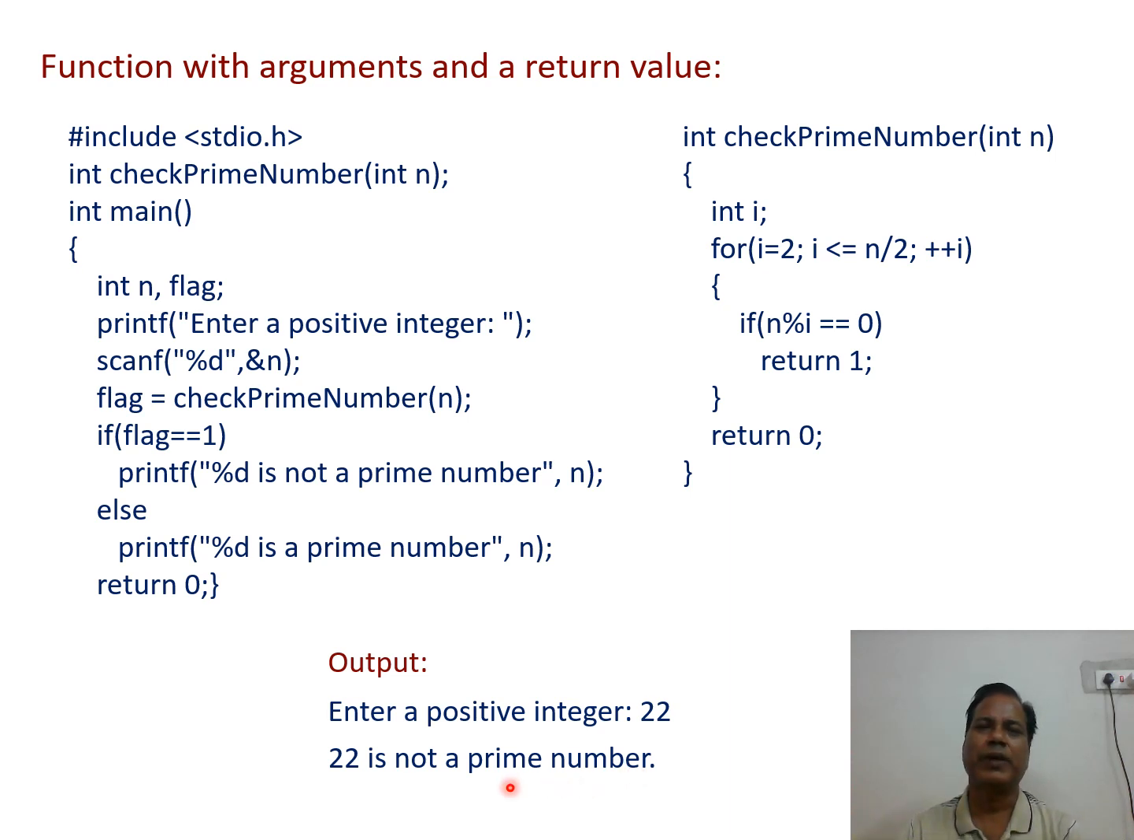So in this way we discussed the 4 categories of C functions. I hope it is understood by all of you.